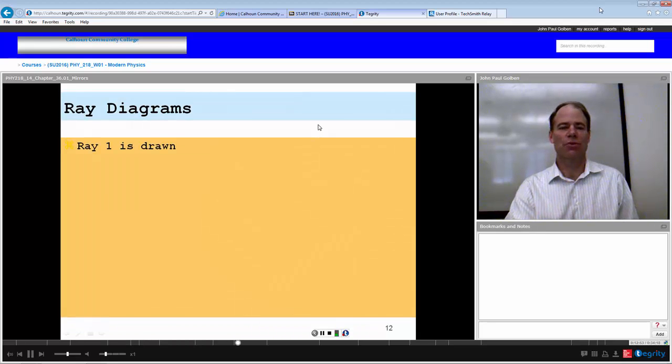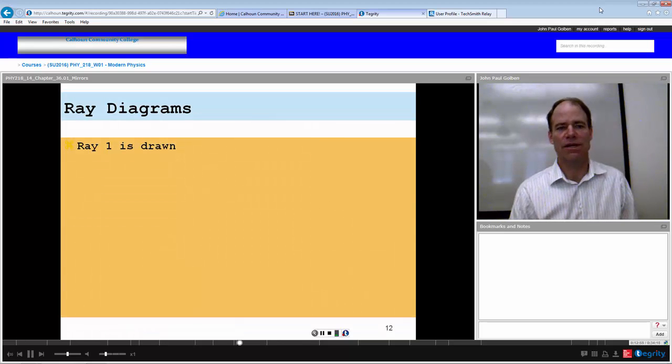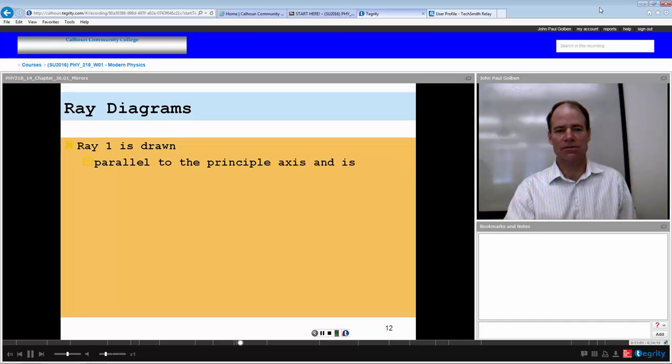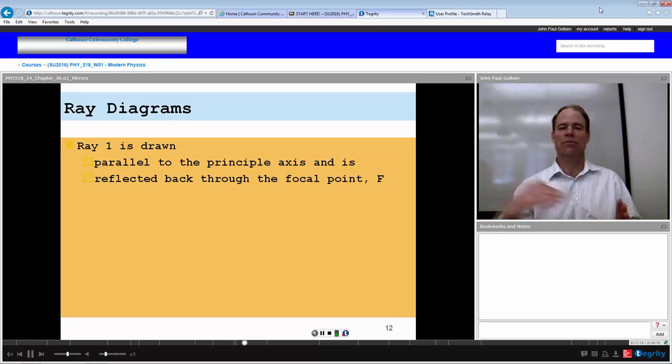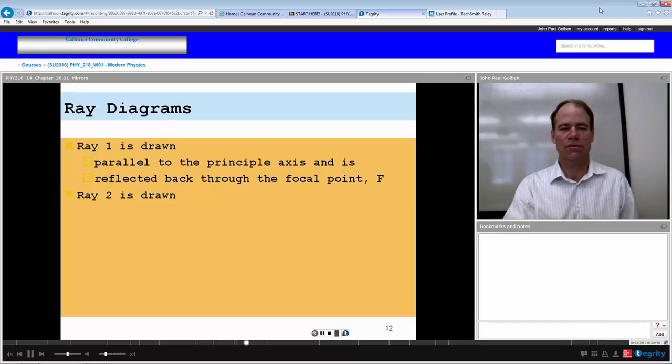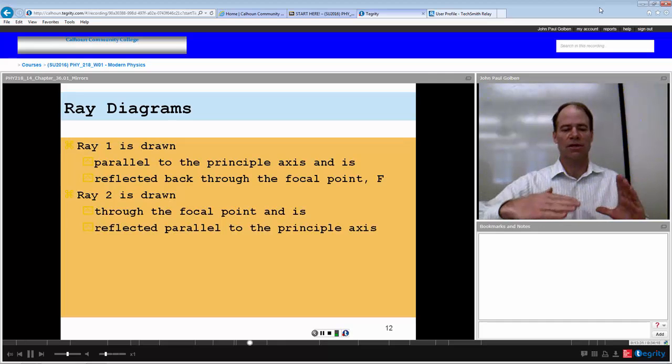We are going to employ ray diagrams. Now, with the ray diagrams, we're going to show how the light is coming in to an optical device like a mirror. Ray 1 is drawn parallel to the principal axis, and it's going to come out, reflected back through the focal point F. More on the focal point later, but anything coming in parallel is going to be reflected back through this point, which we're calling the focal point. Ray 2 is drawn through the focal point, and as it reflects off the mirror, it's going to come out parallel to the principal axis, which is the middle axis to the mirror.